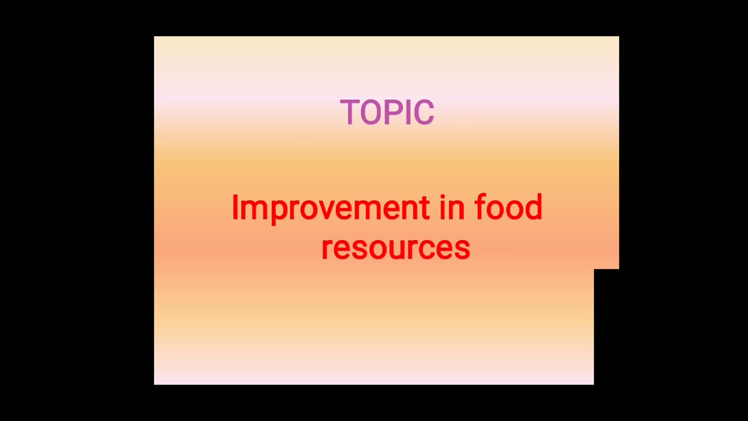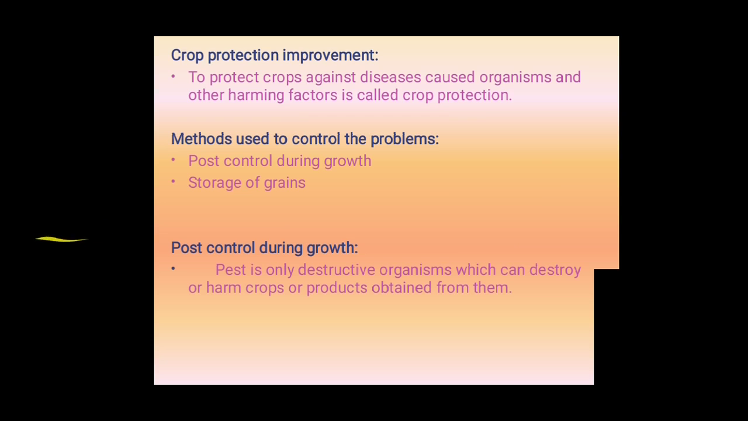Today's topic is improvement in food resources. How to improve the food resources. In the last class we already learned about the fertilizers and also different types of manure. Yes or no? In this class we are going to study crop protection improvement, which are the methods used to control the problems, pest control during growth, and also how to store the grains for future use.